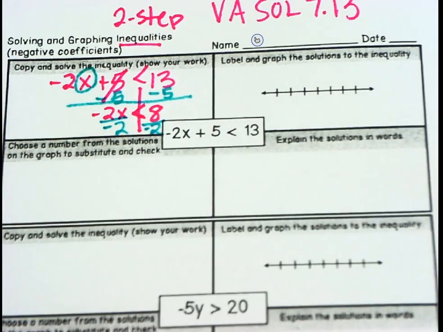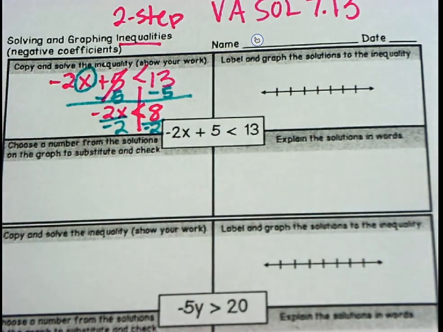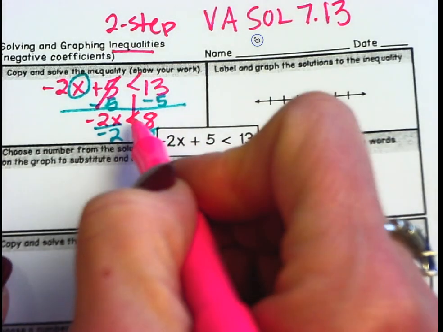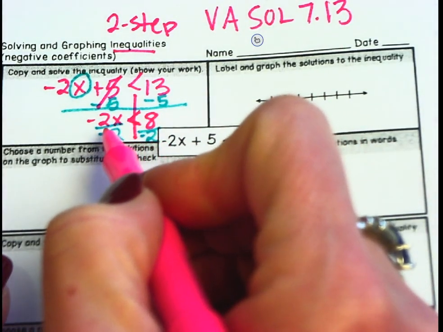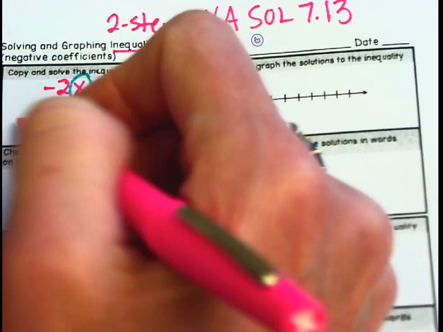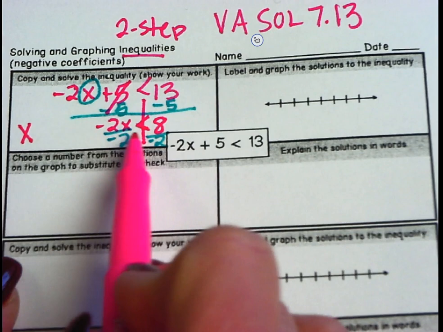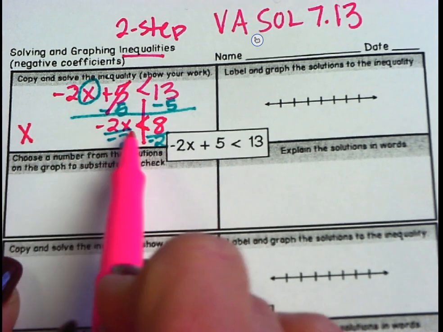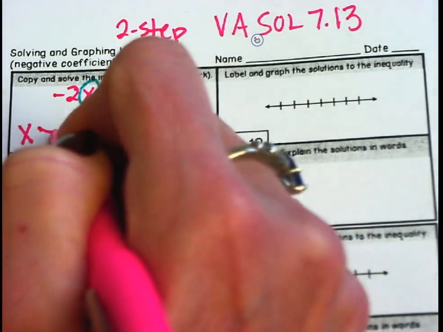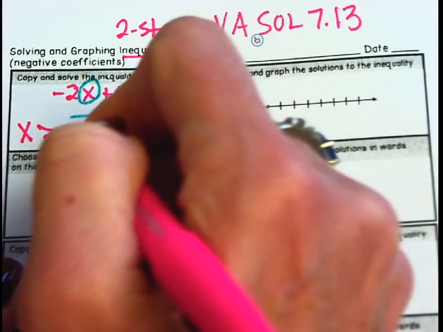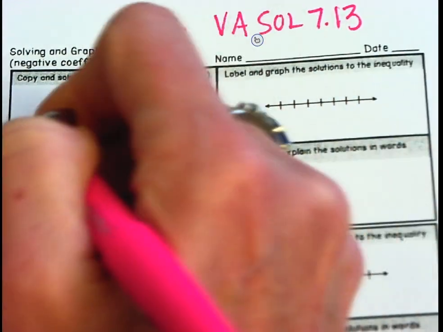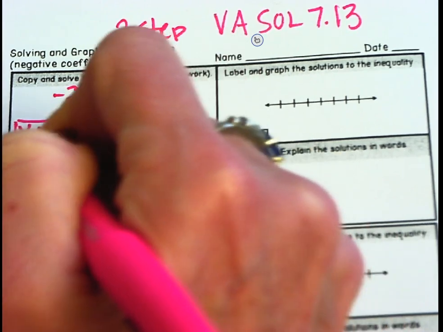What happens when I divide by a negative? What happens to the sign? It flips. So I'm going to flip my sign. So it's no longer less than, just like we learned in the last lesson. When we divide by a negative, right here, my answer, which I'm going to just write over here, is x is not less than, but greater than negative 4. Because 8 divided by negative 2 is negative 4.